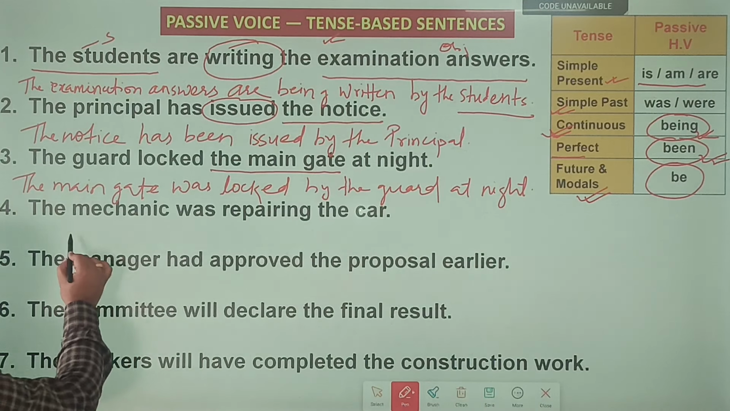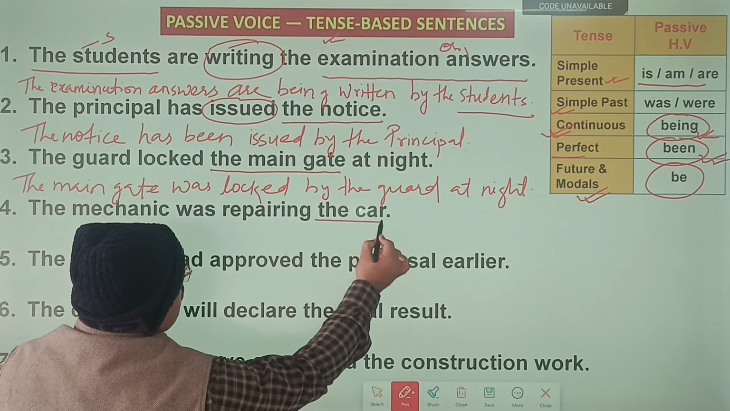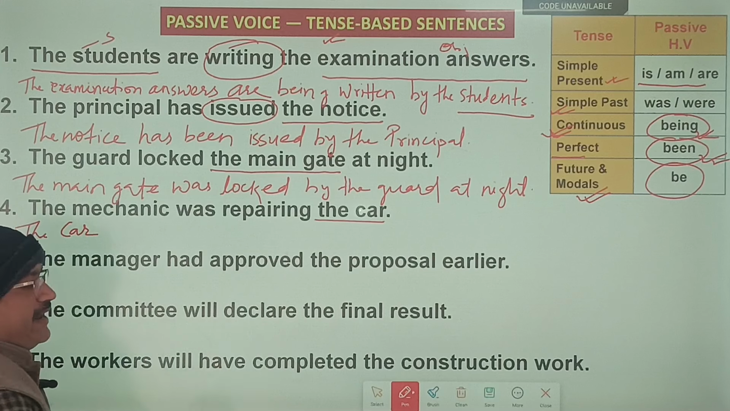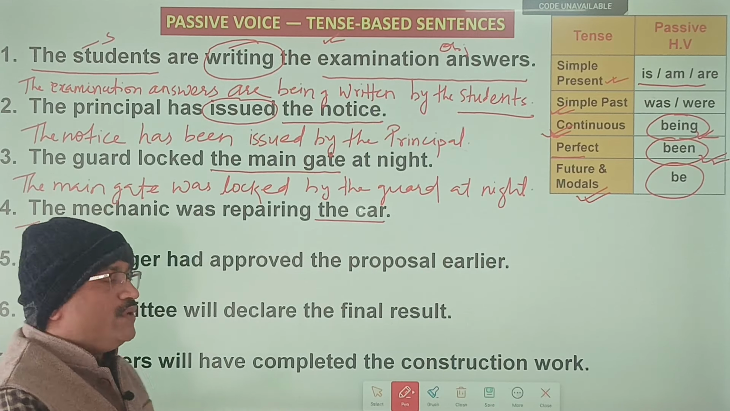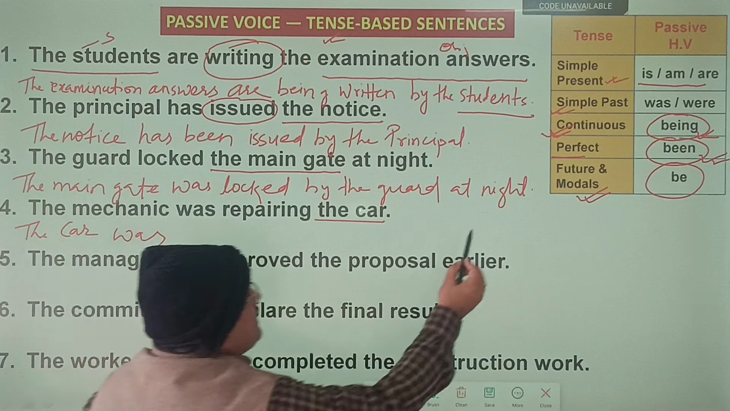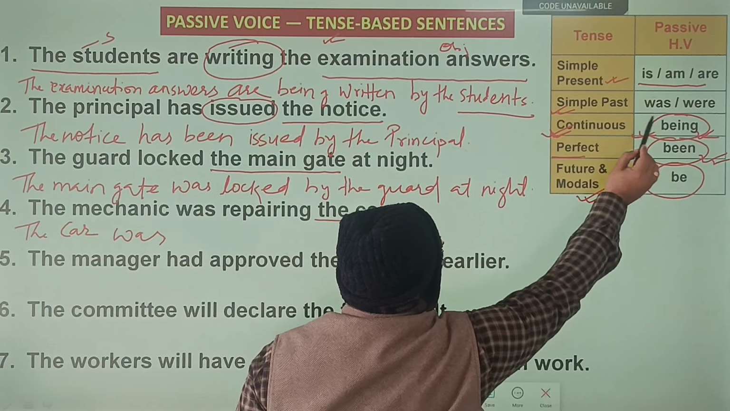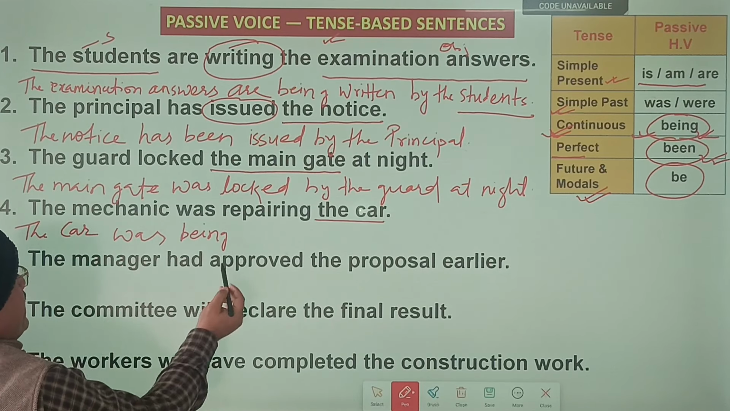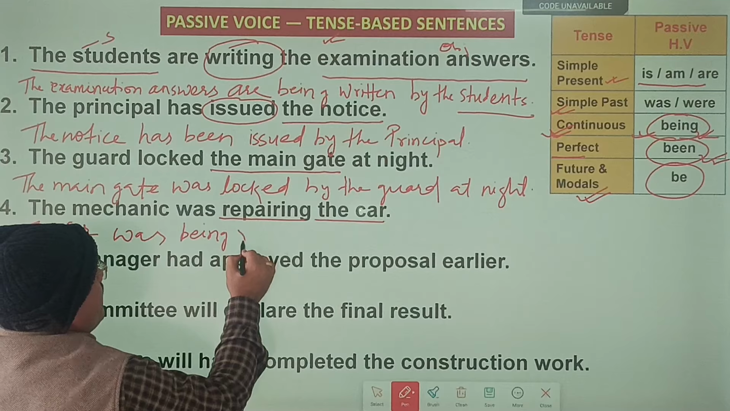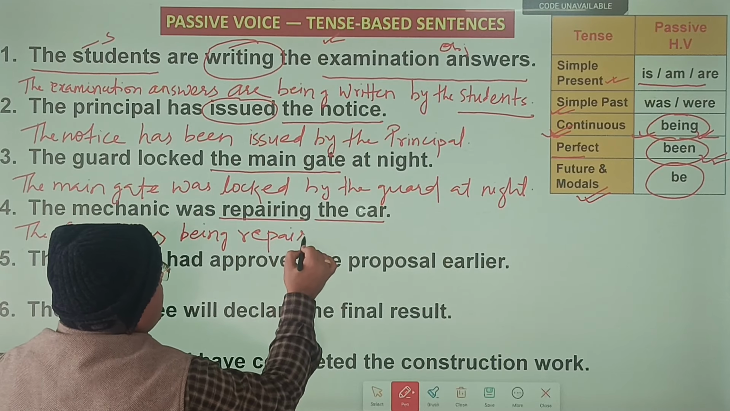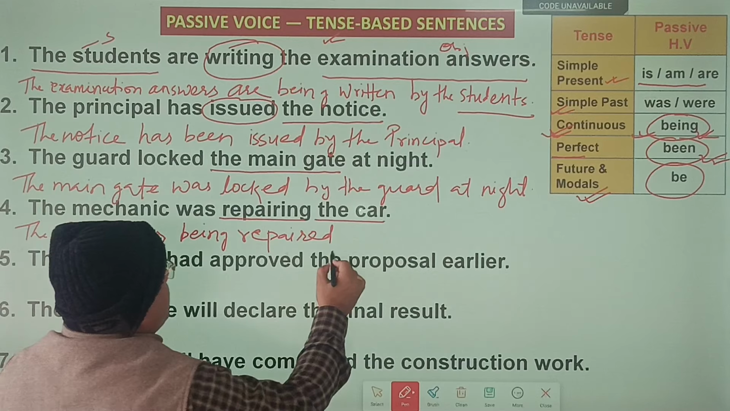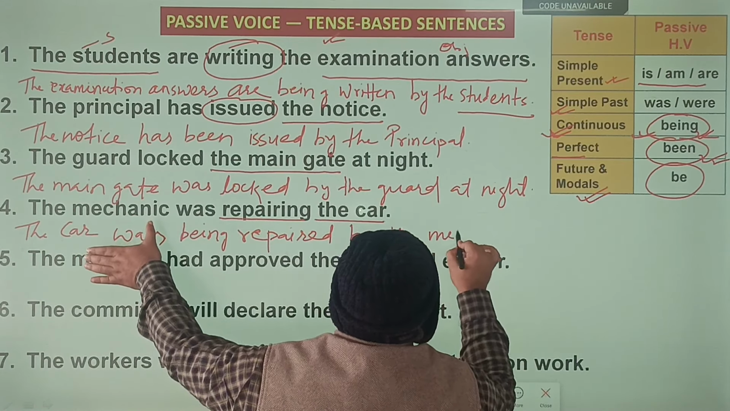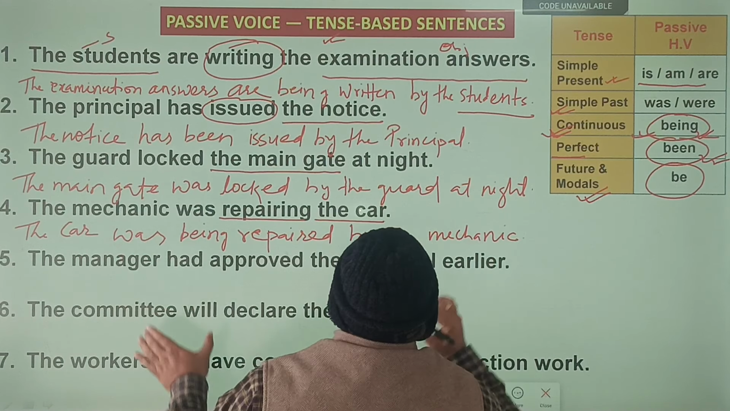Very good. The mechanic was repairing the car. What is the object here? The car. Very good. Now, was repairing. Identify the tense. Past continuous. So the car was. And since it is continuous, what do we have to use? Being. Wherever you see continuous, use being. The car was being. Now V3 of repair, the main verb: repaired. The car was being repaired by the mechanic.